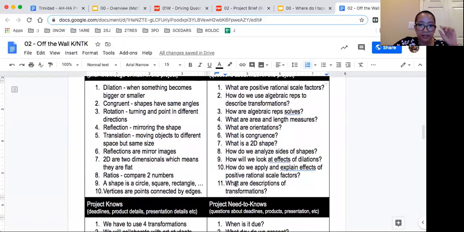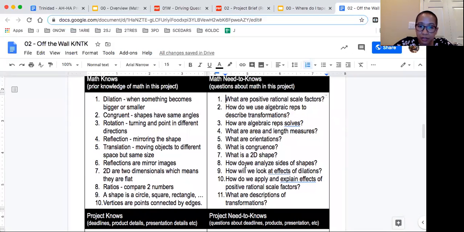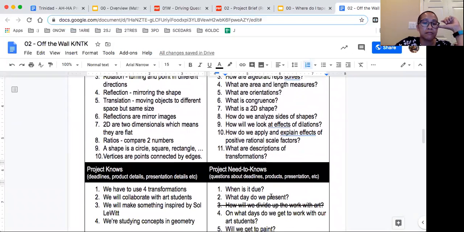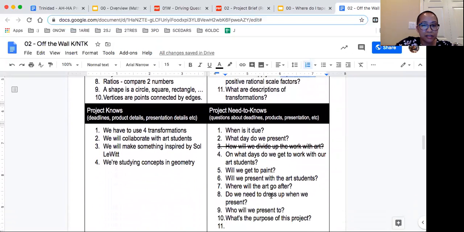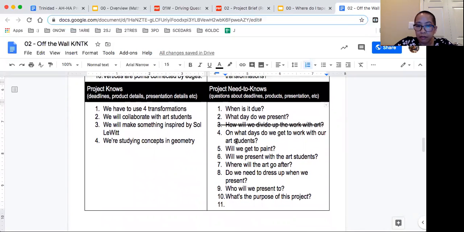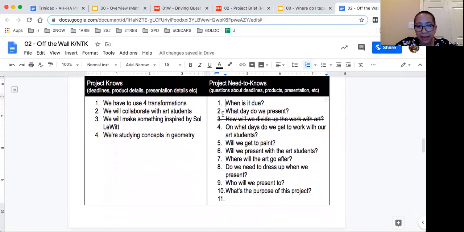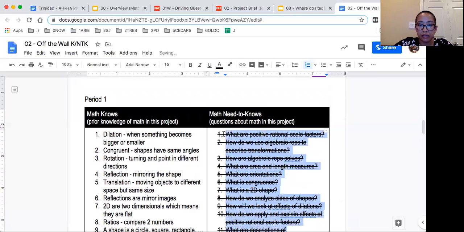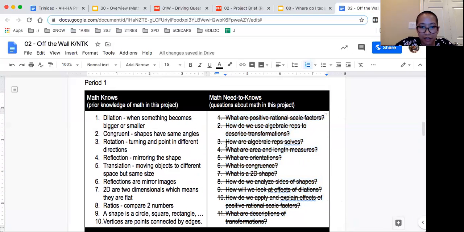Notice the difference in the types of questions. The math knows and need to knows deal more directly with our content objectives. And the project need to knows are the things they wonder about but that don't necessarily deal with content, such as when is it due, what day do we present, and so on. Will we get to paint? Those are all questions that may get in the way of their learning if I don't answer them, but they're not necessarily questions I need to answer in order to teach them the content. The reason why all of these were struck through when we got to this document is that as we go through the project, whenever we directly answer one of these knows and need to knows, we cross it out to make sure we go through their complete list.